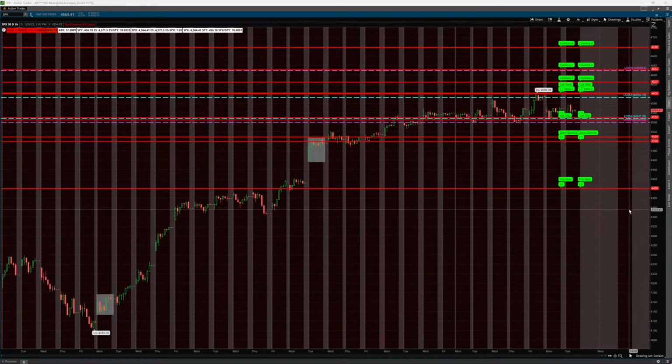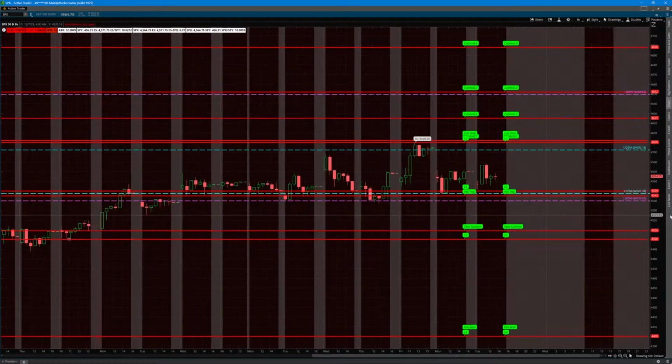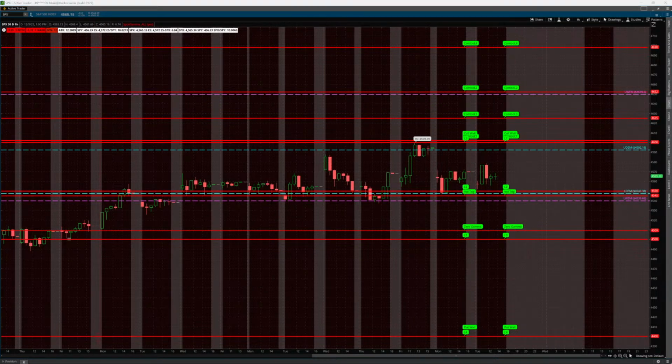All right, let me point out some levels on this chart. And before I do that, I'm going to zoom in just a bit here so we can see this more clearly. So here's the consolidation between 4,500 and 4,600 that still continues. All right, levels.